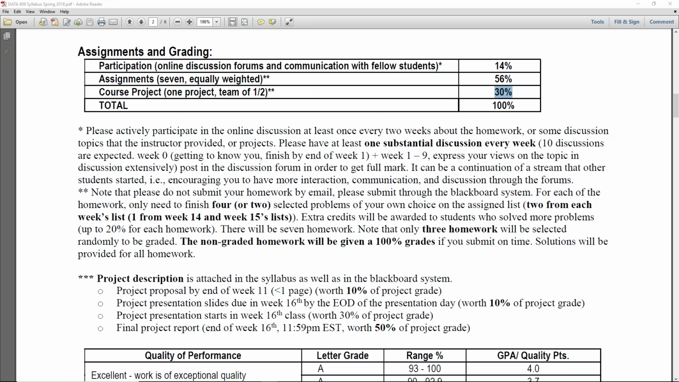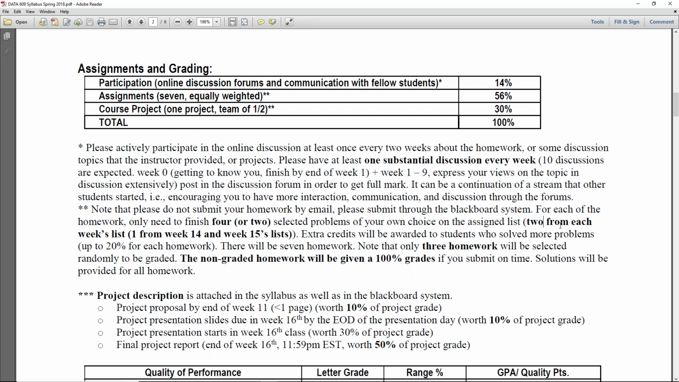I apologize, I forgot to share the screen actually. Okay, you can see my screen, right?